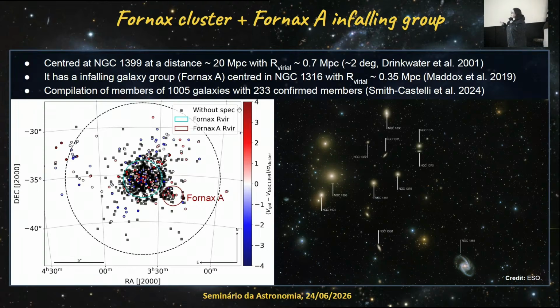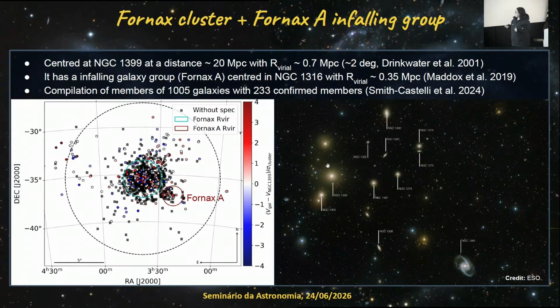Talking specifically about the targets here, which is Fornax, for people who do not know: the Fornax cluster is the second closest cluster that we have after Virgo. It's not as rich as Virgo, but it's very close by. It has an infalling subgroup that's called Fornax-A. Here is an image of some of the galaxies that belong to it. Here is the center of the Fornax cluster.